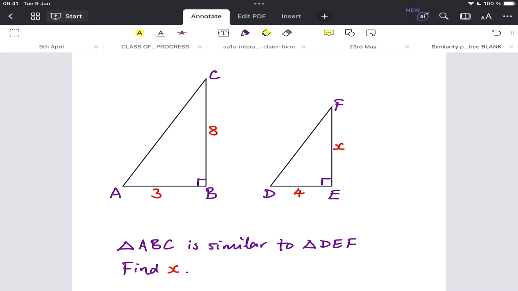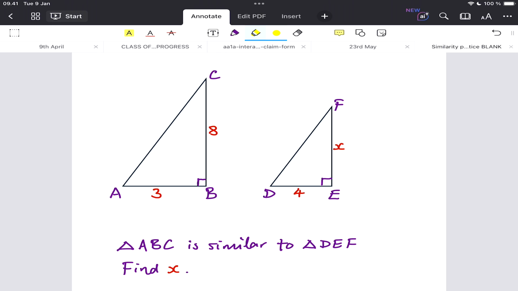So this video is just a little bit of practice on similarity. So this question says that triangle ABC is similar to triangle DEF. So what exactly does that mean to say that it's similar? Well, it means that corresponding pairs of sides are in the same ratio.